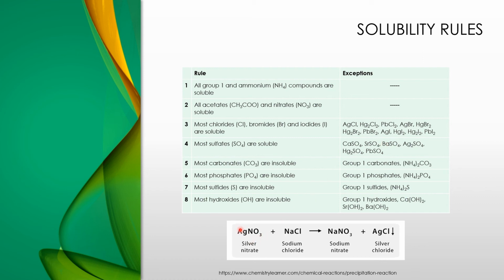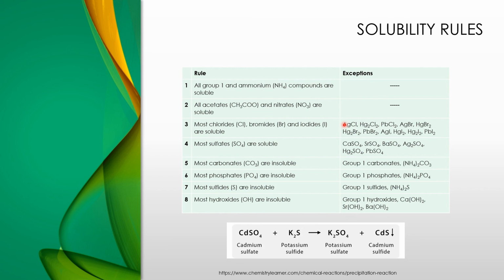Next one, silver nitrate is soluble. Here it says that all acetates and nitrates are soluble, no exceptions. Sodium chloride is soluble as well. It's group 1. Sodium nitrate is group 1 and a nitrate, therefore it's definitely going to be soluble. But silver chloride is going to form a precipitate. Even though most chlorides are soluble, silver chloride is one of those exceptions to the rule, which means that it will form a precipitate. And I think this is our last example.